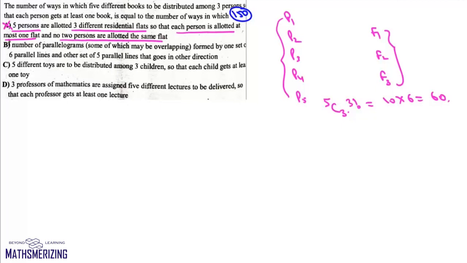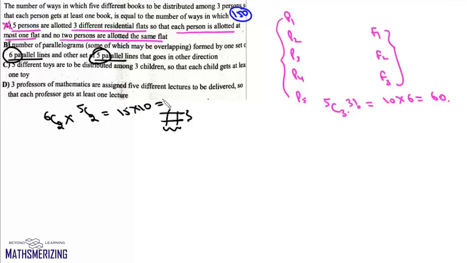Now the second one is the number of parallelograms formed by one set of 6 parallel lines and another set of 5 parallel lines that goes in the other direction. Now for parallelograms, we need to select 2 parallel lines from one set and 2 parallel lines from the other set. From the first set, 2 lines can be selected in 6C2 ways, and from the second set, 2 lines can be selected in 5C2 ways. Now 6C2 is 15 and 5C2 is 10, so this value is 150. That means this option B is correct.